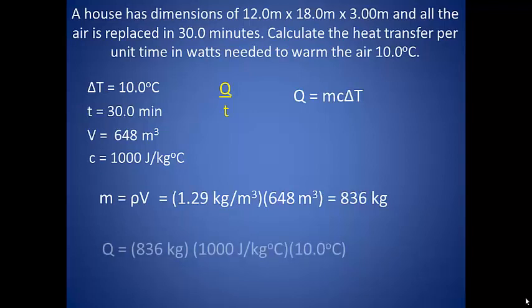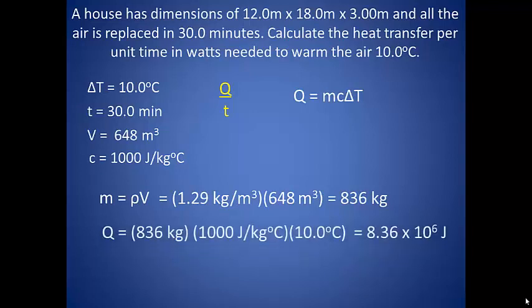Using our specific heat equation, we determine that 8.36 times 10 to the 6th joules of energy are transferred out of the house. Now we're looking for the rate that it's moving, so we just need to divide that energy by time. Since it is specifically asking for watts, we do need to convert that 30 minutes into 1800 seconds before dividing. This gives us 4,644 watts of energy.